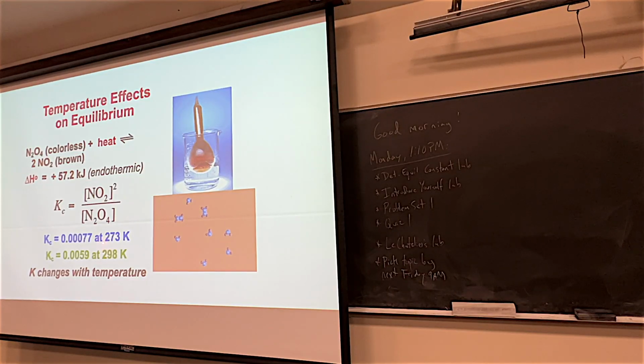So notice how going from 273 to 298, the K value gets bigger, 0.00077 to 0.0059. That's an order of 10 or so. It's definitely getting bigger. Still reactant favored, but getting bigger. You're going to have more NO2 brown, more product. So you can think about these things in both directions. More NO2 doesn't mean you don't have any N2O4. You're still equilibrium based. You're still going to have both. It's just that we have now more NO2 relative to N2O4 at the warmer temperature than we did at the colder temperature.